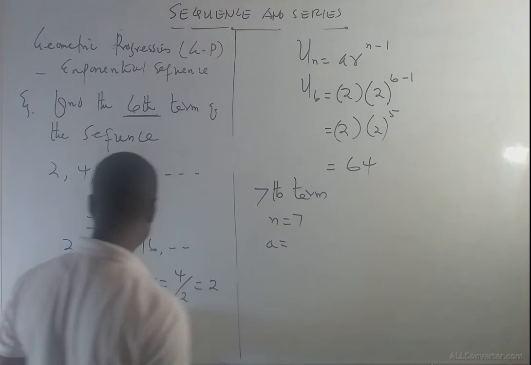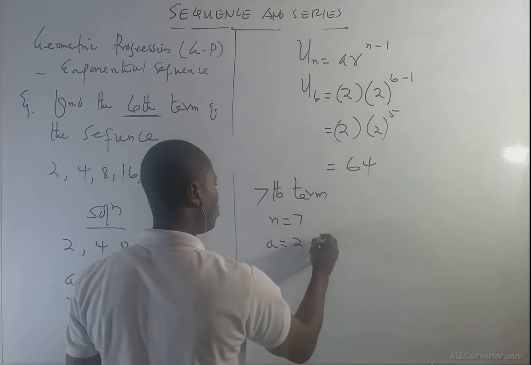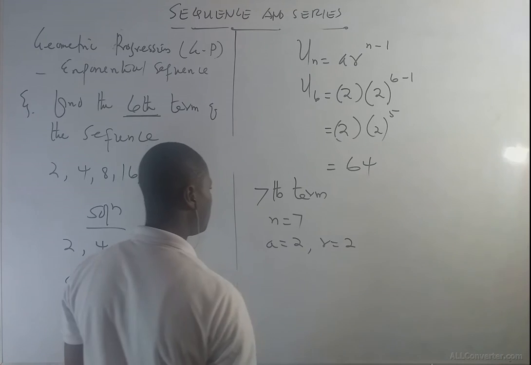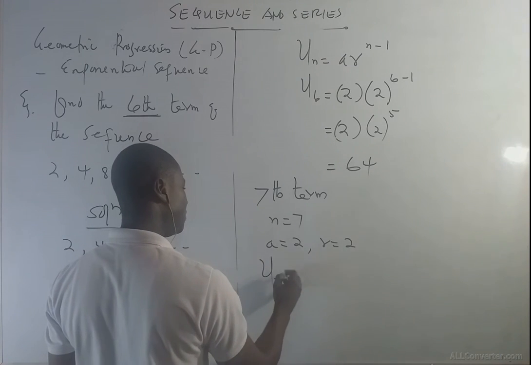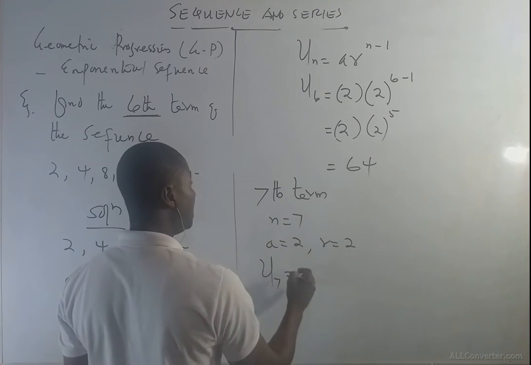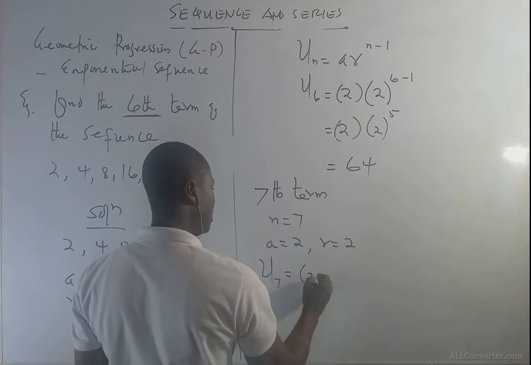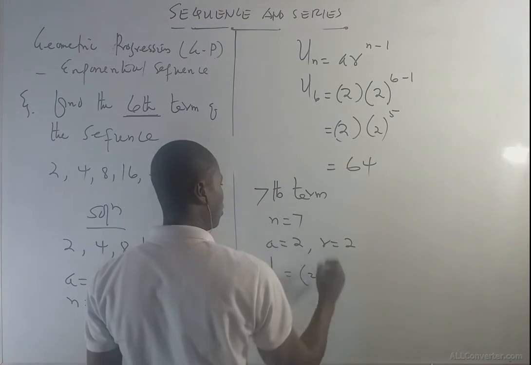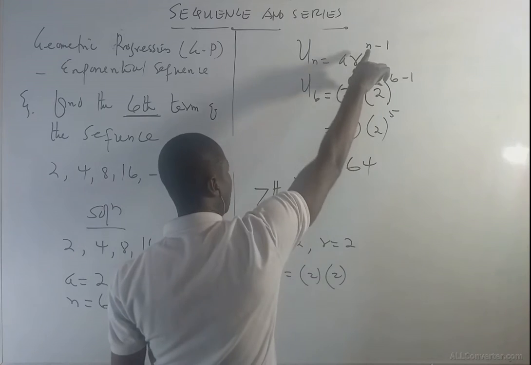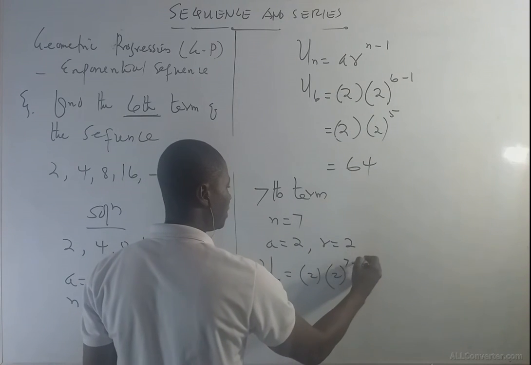But the a, that's the first term, will still be your 2. Common ratio will still be 2. And so if you have to find the seventh term, it will use 7. Then a is 2, r is the common ratio, that is 2. But the n is now 7, so it will be 7 minus 1.